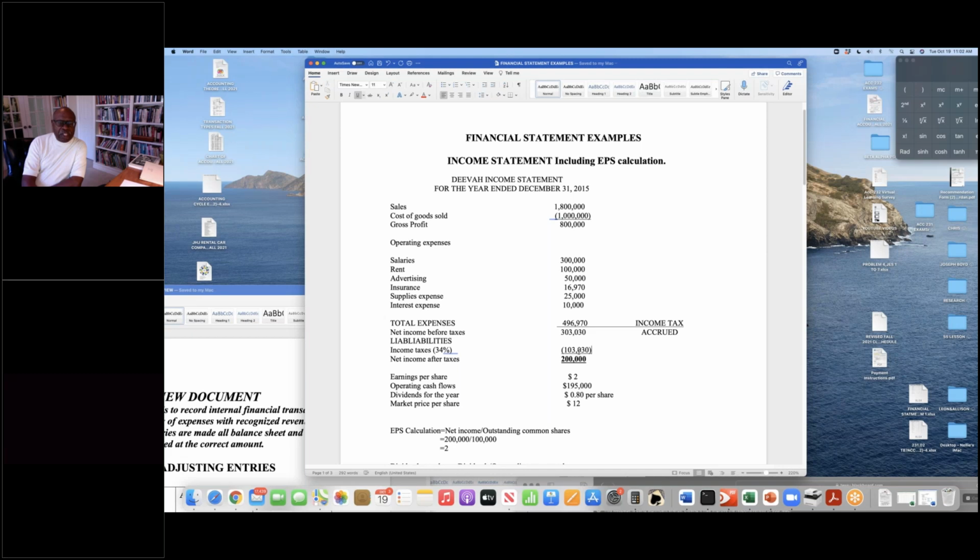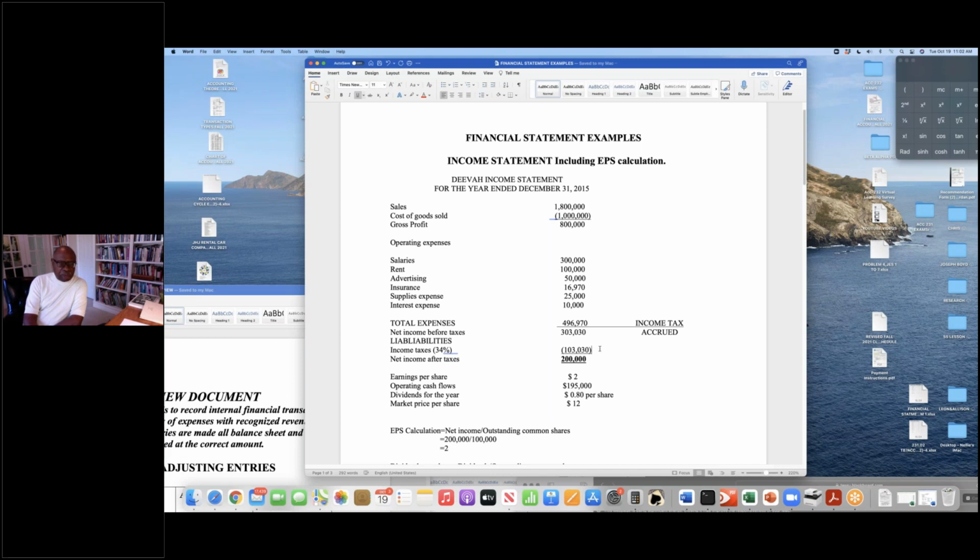You have to make an AJE for these taxes. So that's the last journal entry. You come up with the income before taxes, apply your tax rate, make an AJE to reflect those taxes, and we'll talk about that a little bit, and you get your net income after taxes.